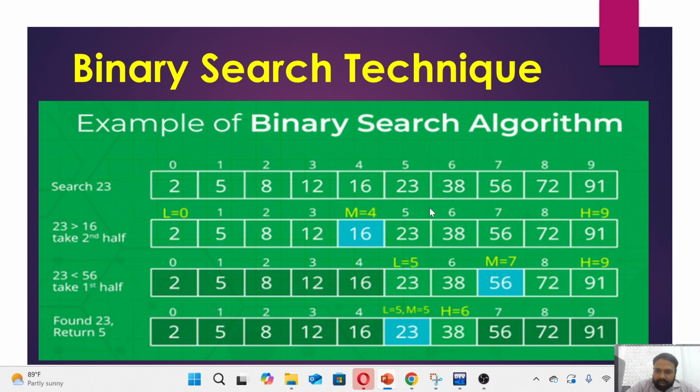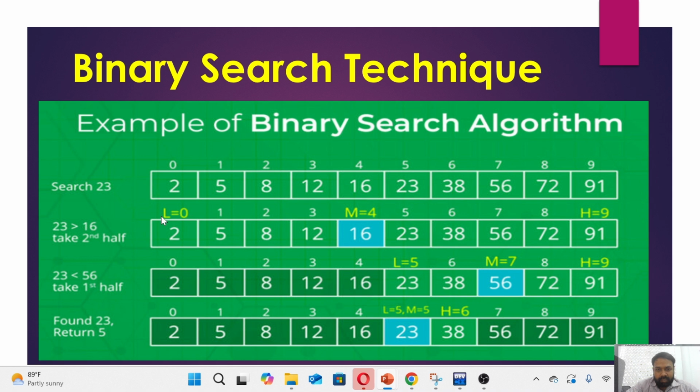If it is in the second half, 5 plus 9 is 14, by 2, 7. Again from here, 5 plus 7, 12, 12 by 2, 6. That is how we are trying to find out the indexes. The partition will be done continuously until we find our required element.